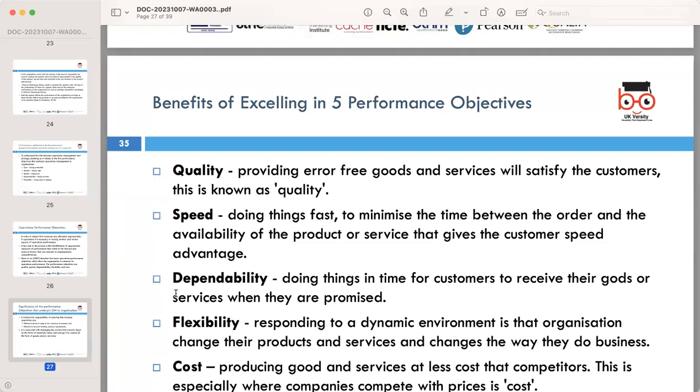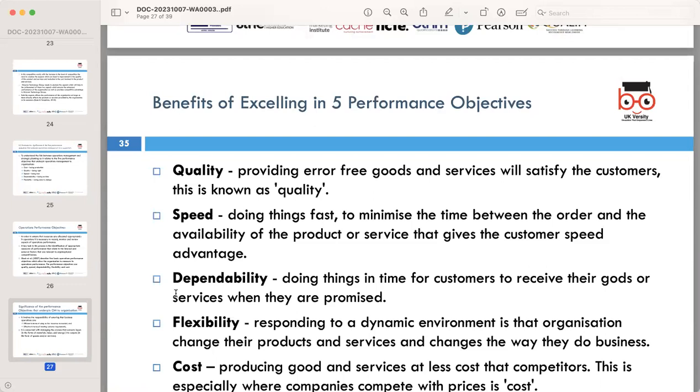Then next one is speed. So doing things fast to minimize the time between the order and the availability of the product or service gives the customer speed advantages. So if you can provide a service or product faster than other companies without compromising on quality, then you are already off to a winning start.